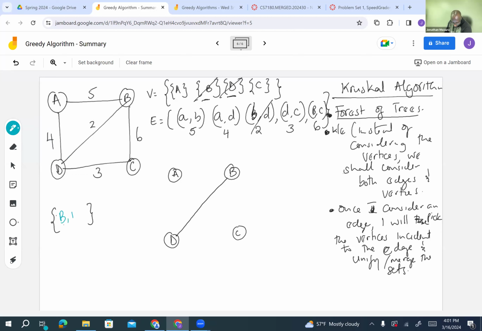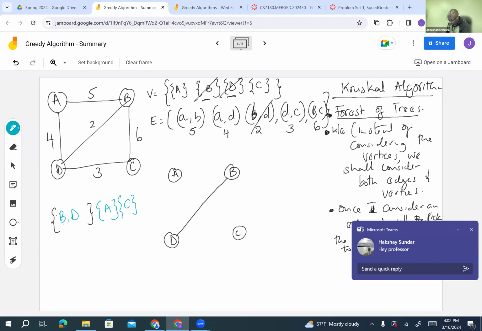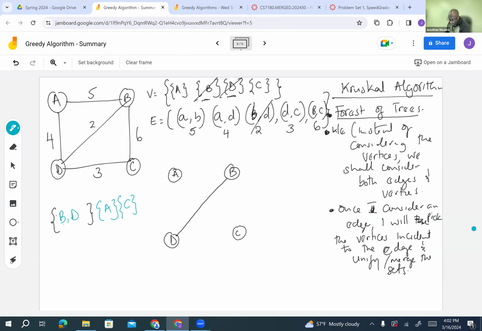So B and D, and then we have A on its own, and we have C on its own, like that. Good, let's go on. Now we have done that, and we have removed the edge with 2. Now we find the next minimum edge. So the next minimum edge is DC, which has the value of 3. So we look for DC.